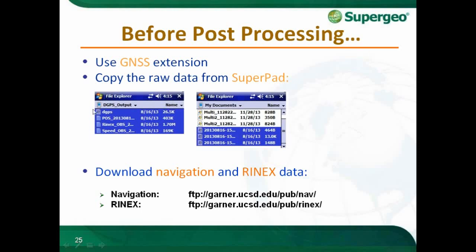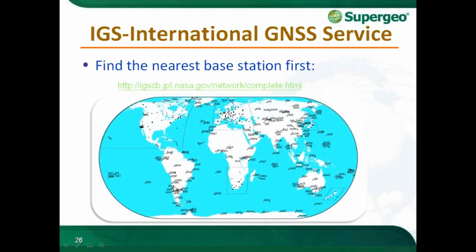In addition to copying the data from your SuperPad, you also have to download the navigation data and the RINEX data from these two FTP websites, which are provided by an international organization. Before downloading the data, you have to go to the IGS website, the International GNSS Service website, to find the nearest base station around you. The suggested distance is about 1 degree, which is about 100 kilometers.